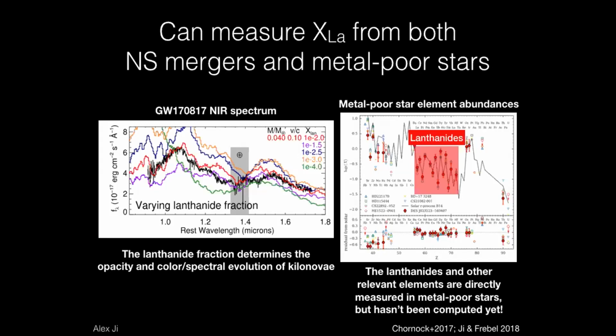And you know, this could have been done a long time ago, it's just that no one had done it. And so that's what we did in this paper, is that we said, in the future, we'll have kilonova. Right now, we have stars. Let's compute the lanthanide fraction of stars so we know what we should expect in kilonova if neutron star mergers are the source of our process elements in these stars.